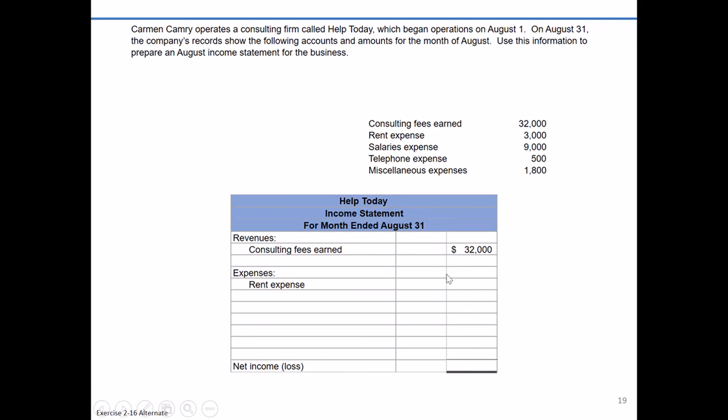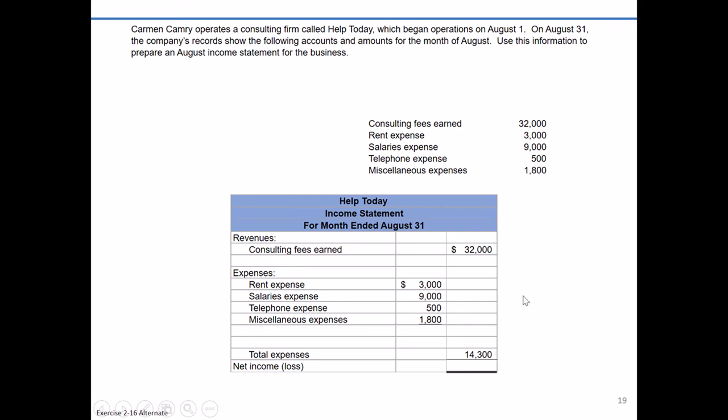We've got rent expense for $3,000. And why I've put it in this middle column versus all the way to the right is I'm going to total these up and then put the total of the expenses all the way to the right. Just helps out with keeping it organized. Salaries expense for $9,000. Telephone expense for $500. And last and not least is miscellaneous expense for $1,800. Now that I have all of the expenses listed, I'm just going to simply add those up. 3,000 plus 9,000 plus 500 plus 1,800. Total expenses are going to be 14,300.